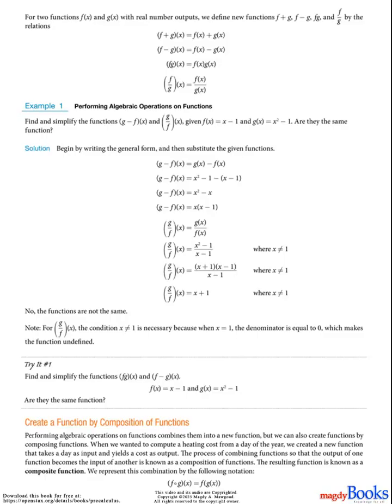(g/f)(x) = g(x)/f(x). (g/f)(x) = (x² − 1)/(x − 1), where x is not equal to 1. (g/f)(x) = (x + 1)(x − 1)/(x − 1), where x is not equal to 1. (g/f)(x) = x + 1, where x is not equal to 1.